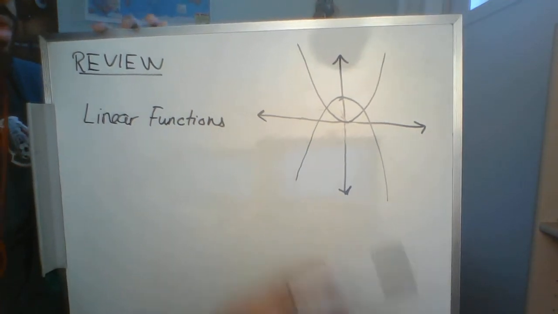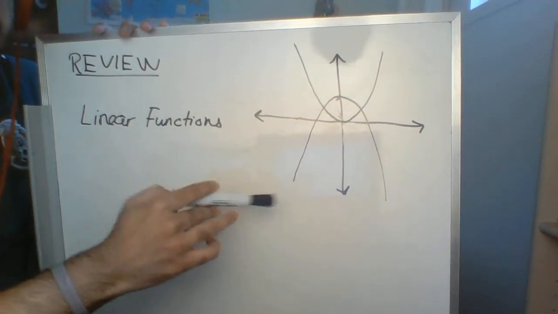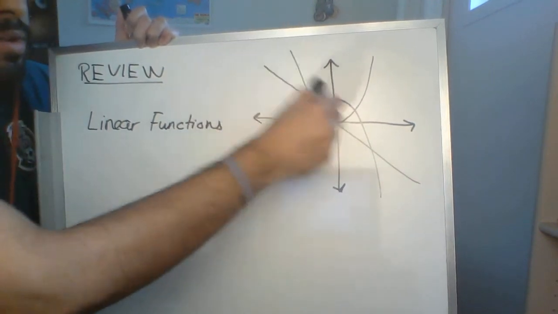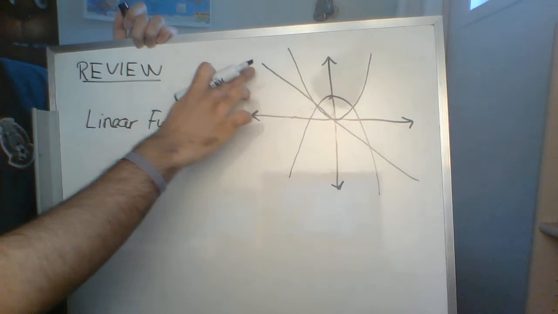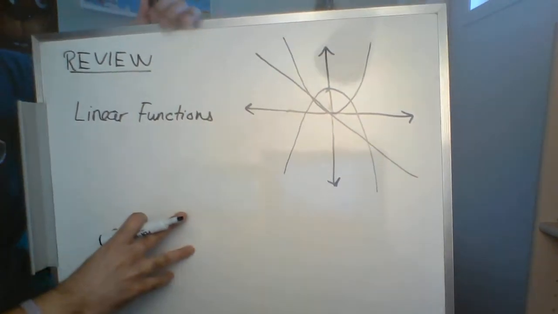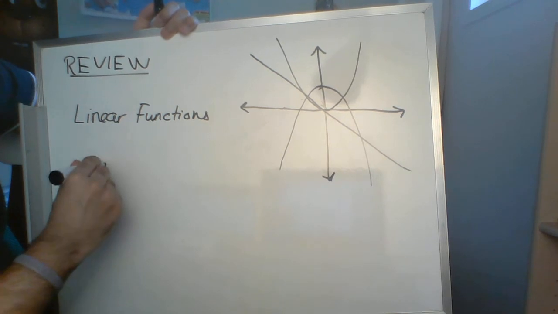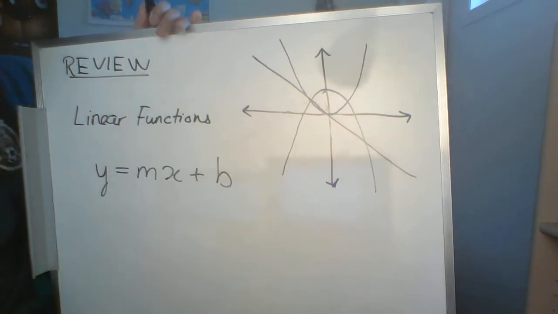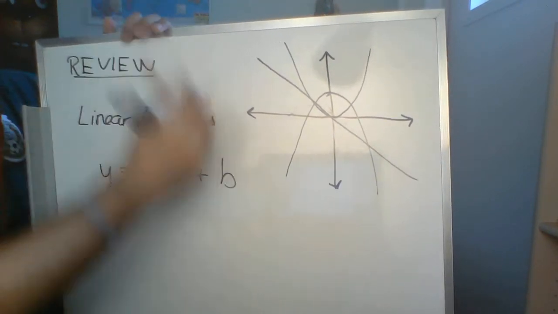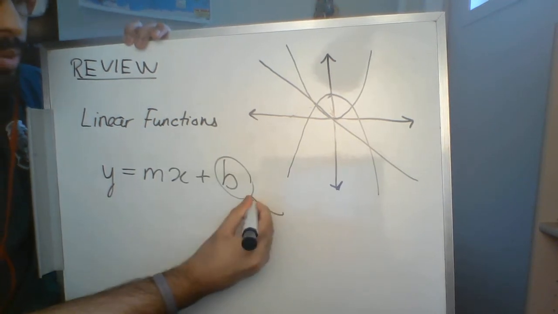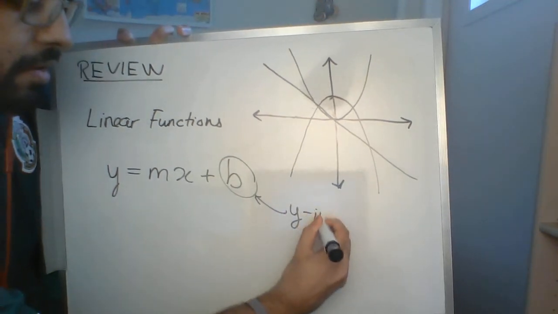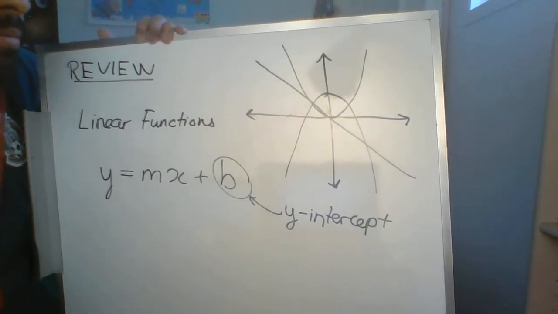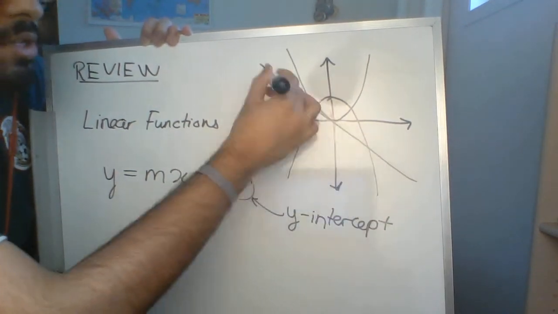These types of functions are not going to look the same as a linear function, a line that would look something like this. These curved functions won't look the same as this straight line. Any straight line on the Cartesian plane will have an equation that looks like this: y equals mx plus b. Just to review, the b value here is the y-intercept. This is the value where the line crosses the y-axis.